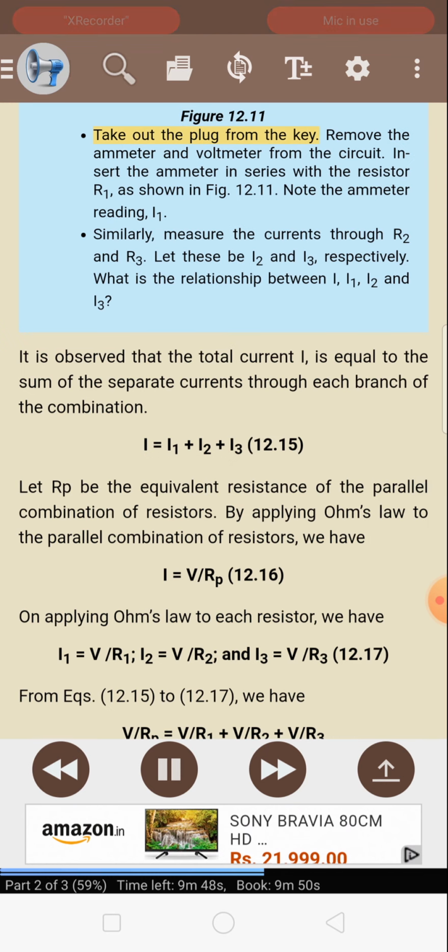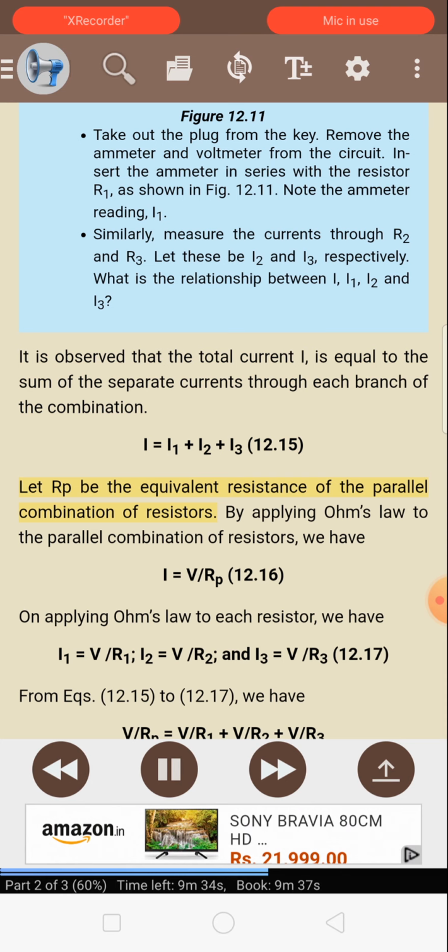Take out the plug from the key. Remove the ammeter and voltmeter from the circuit. Insert the ammeter in series with the resistor R1, as shown in Figure 12.11. Note the ammeter reading, I1. Similarly, measure the currents through R2 and R3. Let these be I2 and I3, respectively. What is the relationship between I1, I2, and I3? It is observed that the total current I is equal to the sum of the separate currents through each branch of the combination: I equals I1 plus I2 plus I3 (12.15).